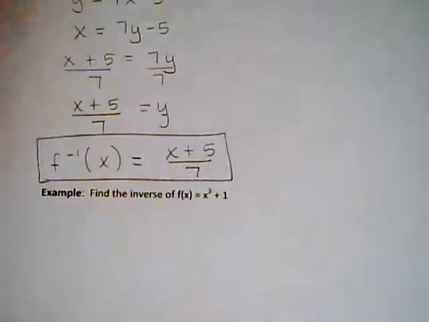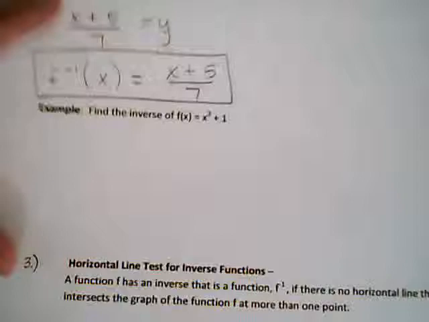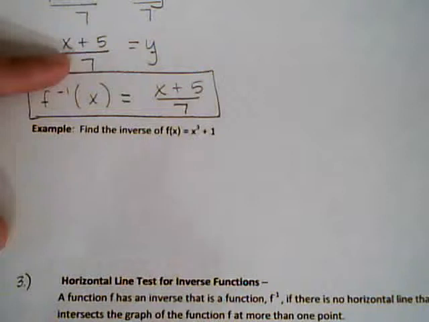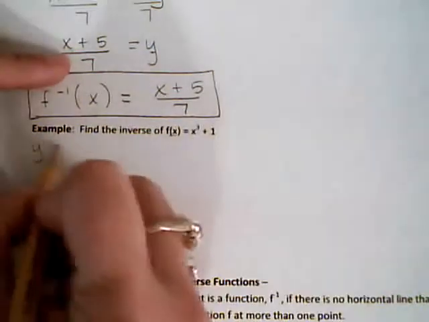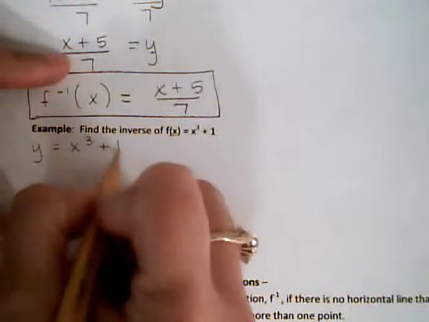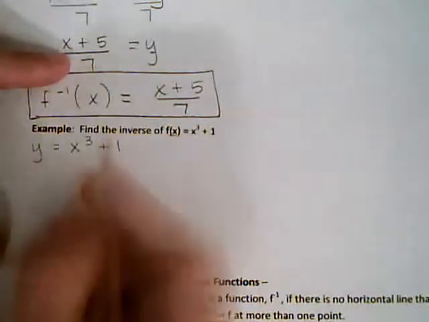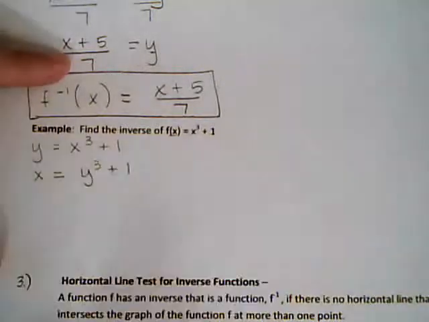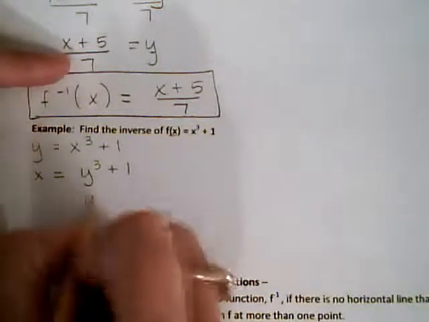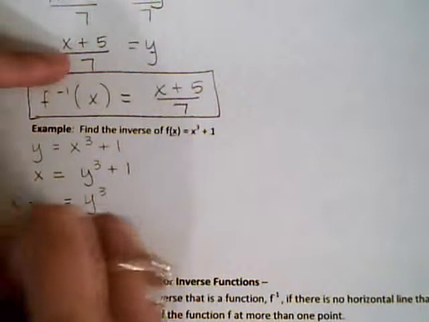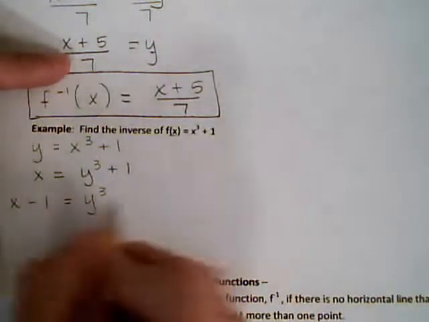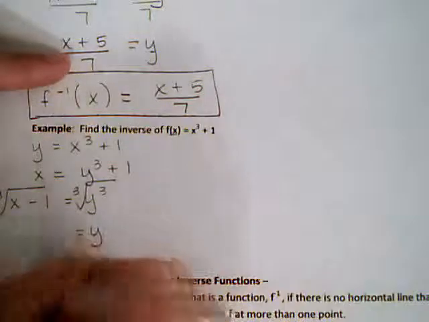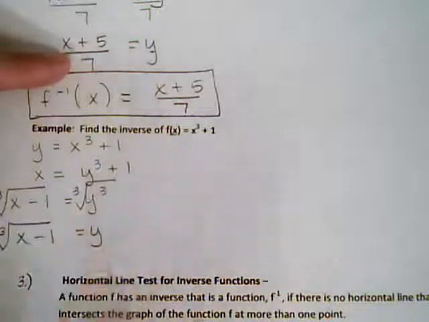Okay, same example underneath. Find the inverse of f of x equals x cubed plus 1. So first, you're going to replace f of x with y. y equals x cubed plus 1. Interchange x and y, so I would have x equals y cubed plus 1. Solve for y, so y cubed would equal x minus 1. Take the cube root of both sides. So that would give me y equals the cube root of x minus 1.